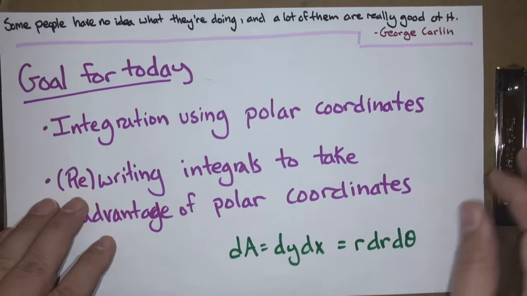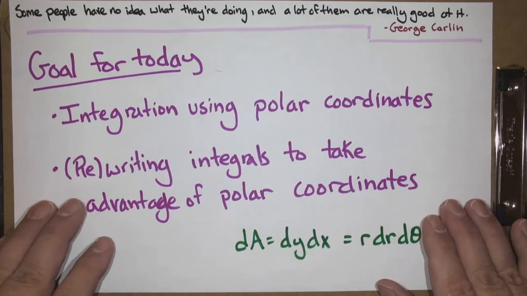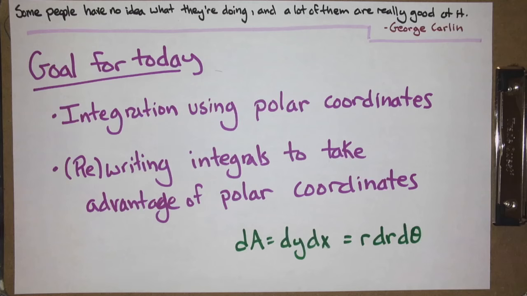Thought for our day. Some people have no idea what they're doing, and a lot of them are really good at it. And this is from George Carlin. And he was, I think, humorist is probably more accurate than saying comedian. And I like this thought because I think it captures what sometimes happens to students. A lot of students have sort of a vague idea of what they're doing, and then they do a lot of work that's in the wrong direction. And they spend a lot of time not being very effective.